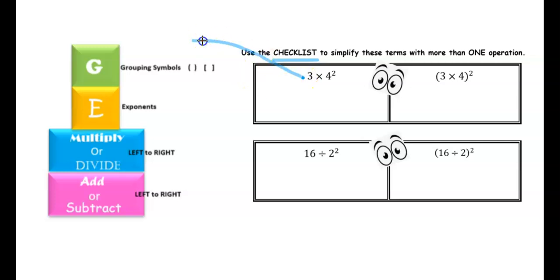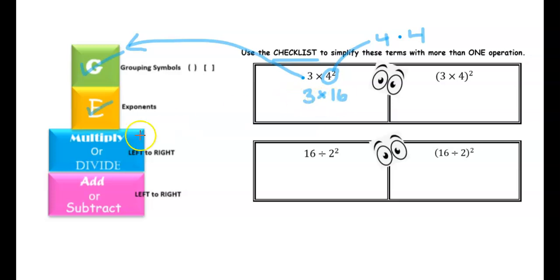Are there grouping symbols? I'm going to the checklist. The first thing you look for are grouping symbols. There are no grouping symbols, so I'm checking that off my list. The next thing I look for, are there exponents? There are right here. So I'm going to do the exponents. Remember, that's 4 times 4. Not 4 times 2, it's 4 times 4, which is 16. So the 3 comes down because I haven't done that yet. And I squared 4 and I got 16. Check, exponents are all gone.